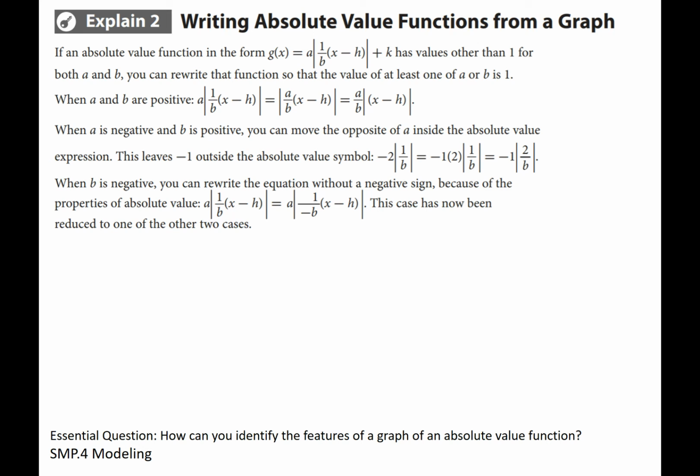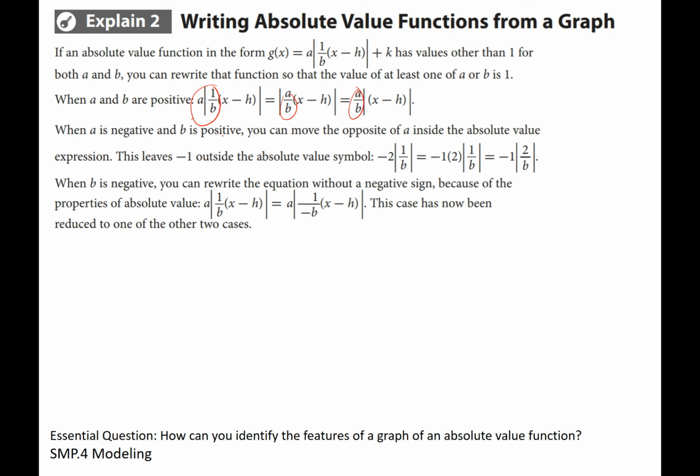So if an absolute value function is given in this form, has values other than 1 for both a and b, you can rewrite the function so that you have at least one of a or b equal to 1. So when a and b are positive, you notice what they're doing with this. They're either putting it inside the absolute values or outside. It doesn't matter. That's why I could just count that slope out when we were graphing it.